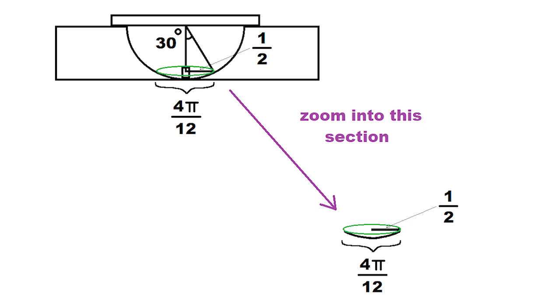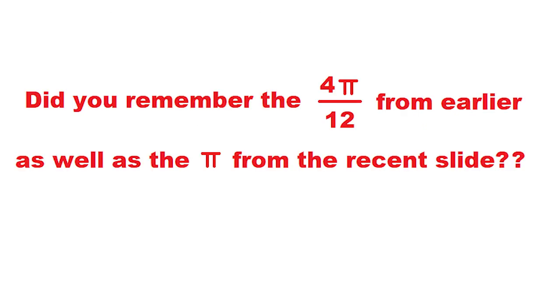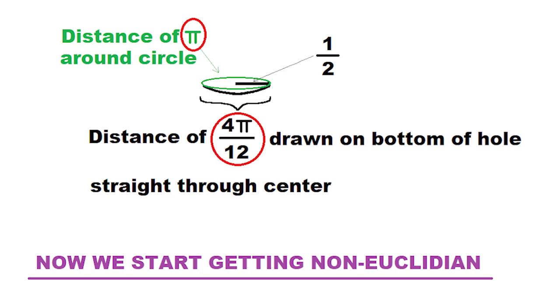Now I'm going to zoom onto the relevant part of what we're doing here so we can see it better. Notice the 4 pi over 12 we were supposed to remember was snuck back into the schematic where we originally calculated it to be. And now we're going to use that 4 pi over 12 and that plain old pi I said we had to remember. Notice this 4 pi over 12 arc connects 2 points on the circumference of the circle, which we found out had a circumference of pi.